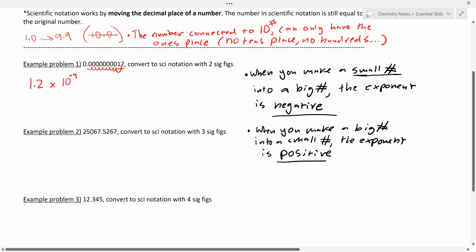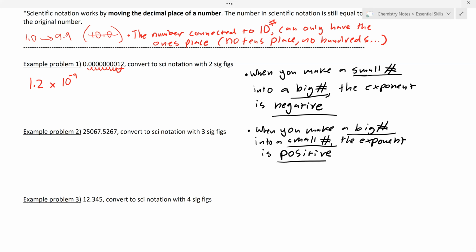I'm just underlining it. So if you go over it briefly, just scan the page, then you'll know what's important about this. Okay, going back to what we were doing. So that's the logic behind why this is a negative, because we have this really small number. Then we make it into 1.2, which is a much bigger number.